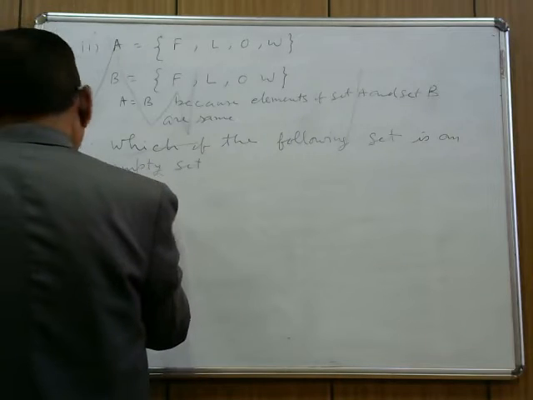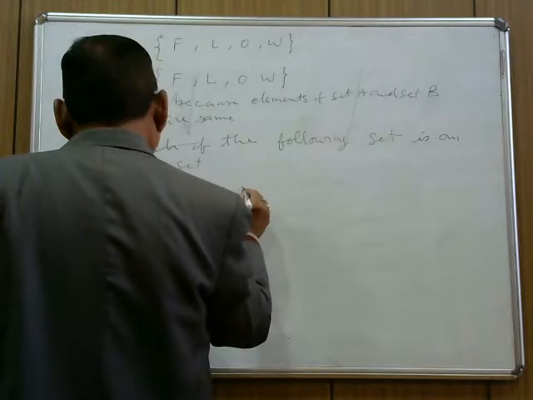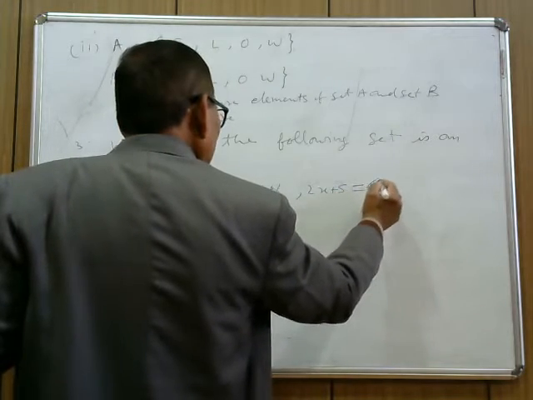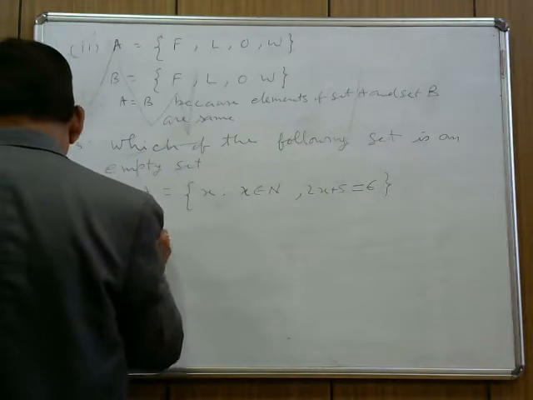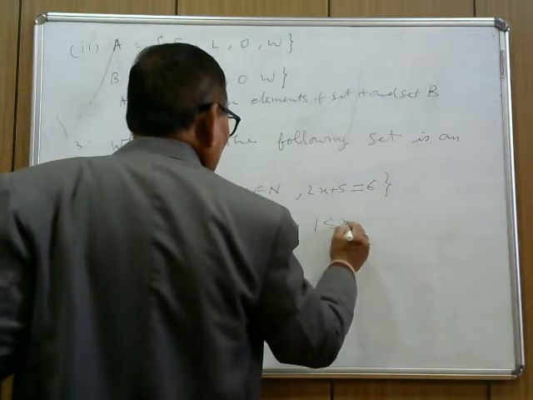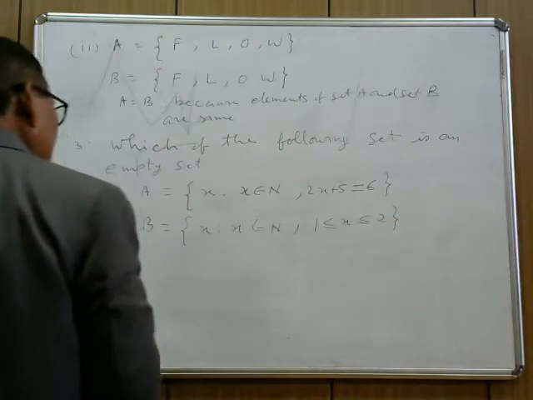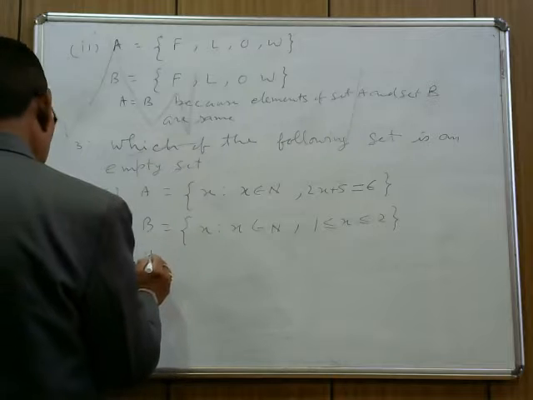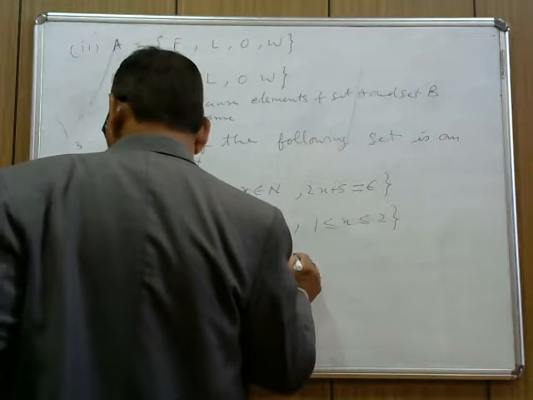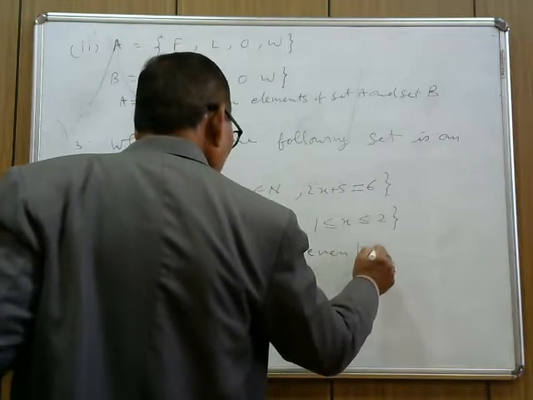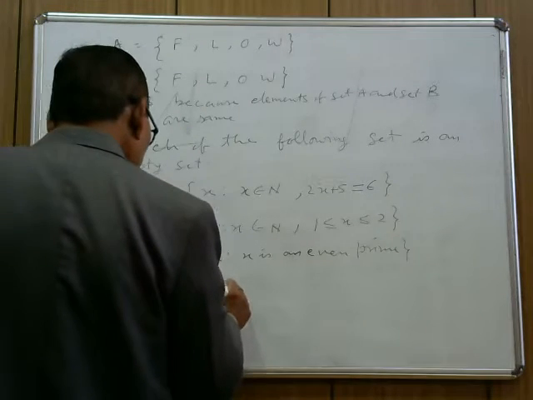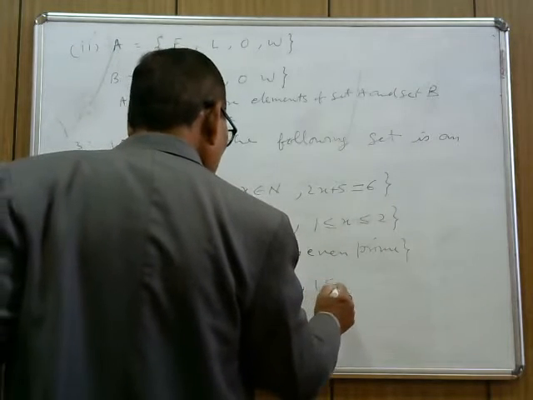A: set A equals all x such that x belongs to N, 2x plus 5 is equal to 6. B: set B equals all x such that x belongs to N, 1 is less than or equal to x is less than or equal to 2. C: set E equals all x such that x is an even prime. D: set G is defined as all x such that x belongs to Q, 1 is less than x is less than 2.